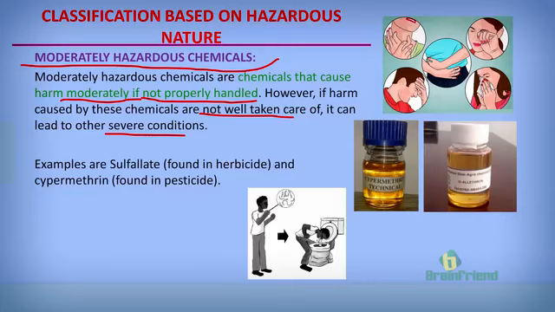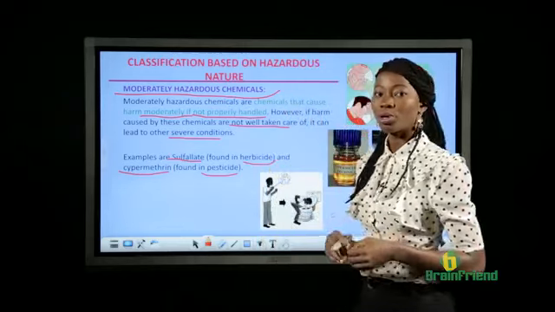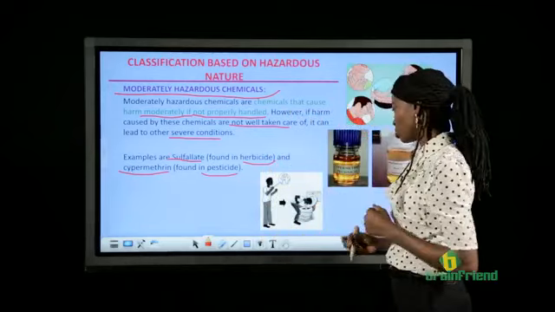Examples of moderately hazardous chemicals include chemicals such as sulfalate. Sulfalate is a chemical that is used to manufacture herbicides, an example of agro chemical. We also have cypermethrin. Cypermethrin is also used to manufacture pesticide, which is also an agro chemical. When using these chemicals, you should be very careful with them because they are also hazardous.